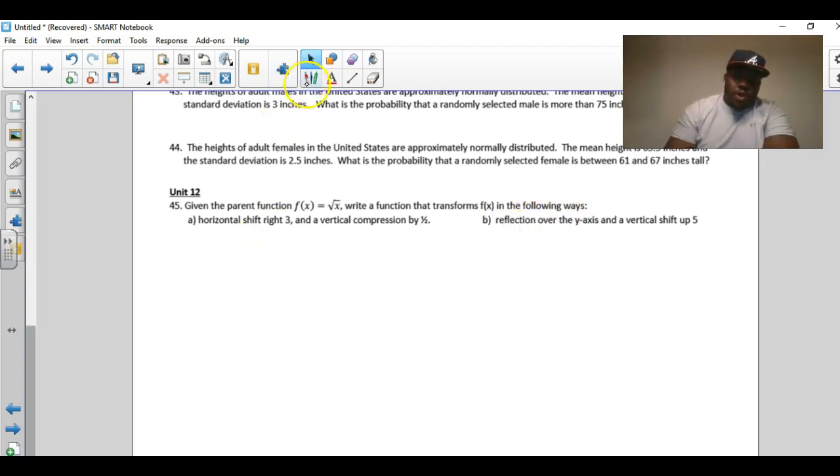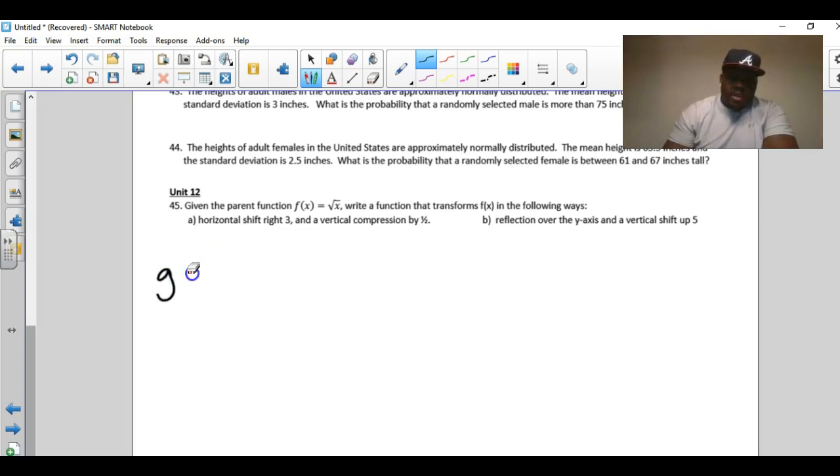So this first one right here, we have the function f of x. I'm going to call it g of x since we're transforming it. For g of x, we have the parent function, the square root. It says we're going to shift this right 3 units. So if I want to go right, I'm going to go x minus 3. And then I have a vertical compression by 1/2.